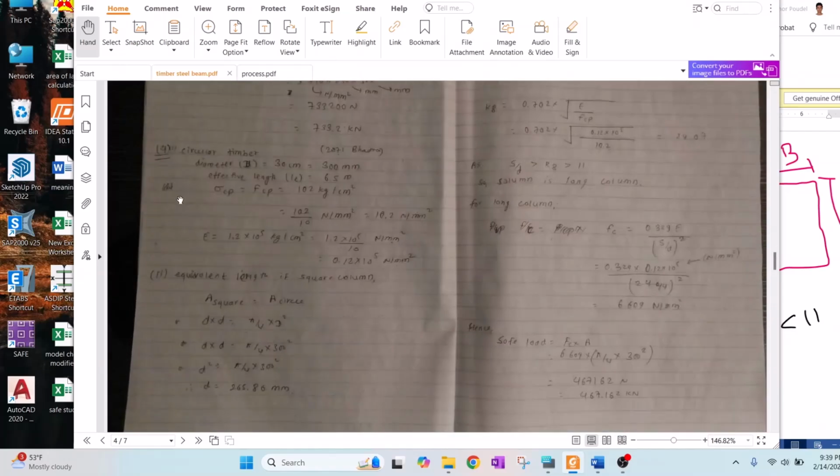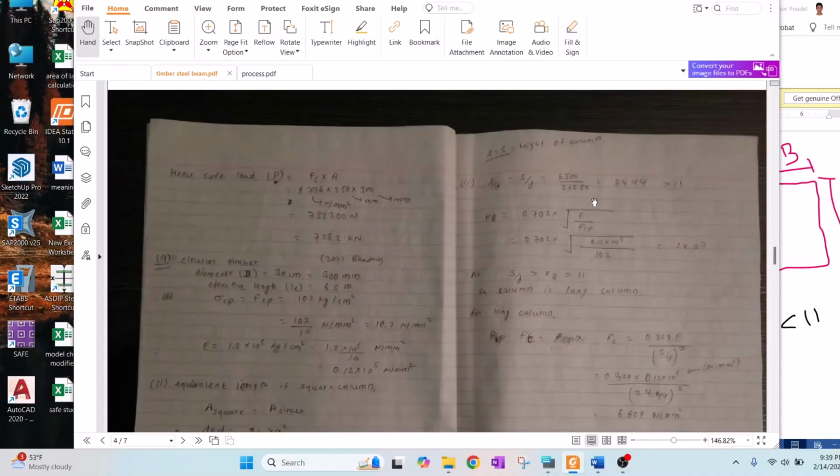So we already have the value of effective length, that is 6.5 meter, and we have the value of d. So we can calculate the L by d ratio, that is 24.44, which is greater than 11. Then we can be sure that the column is not a short column.